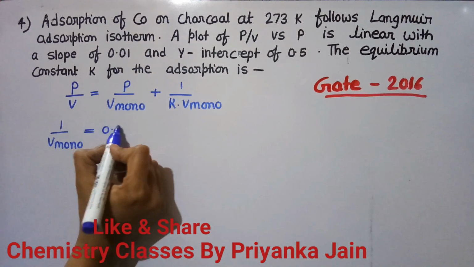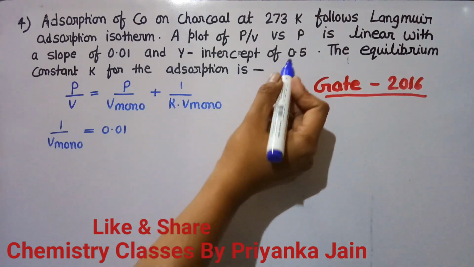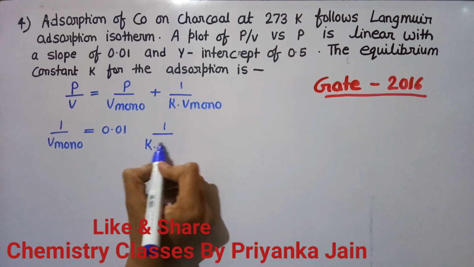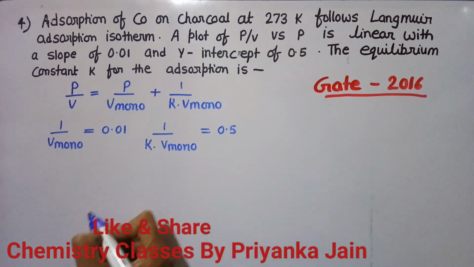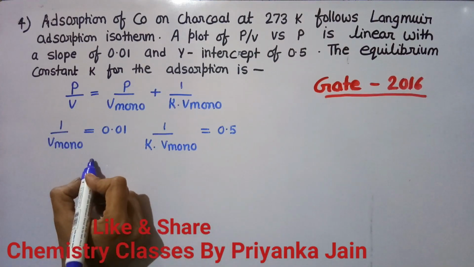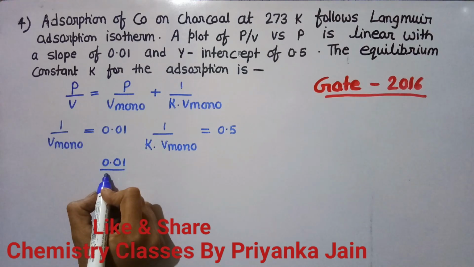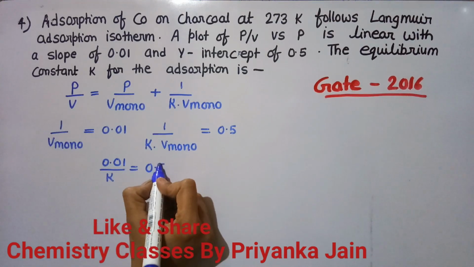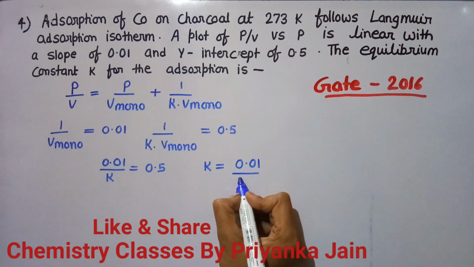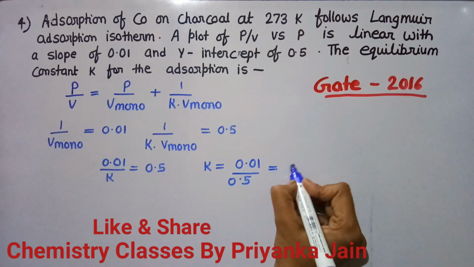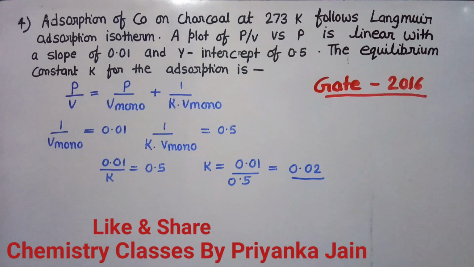It means 1 upon V mono is our slope, and its value has been given to us, that is 0.01. And the y-intercept, its value is 0.5. The y-intercept is 1 upon K times V mono. And its value is 0.5. So we can put this value here, so that we can write 0.01 divided by K will be equal to 0.5. It means K will be equal to 0.01 divided by 0.5. That will be equal to 0.02. This will be our answer. This is the equilibrium constant that we have to find out.